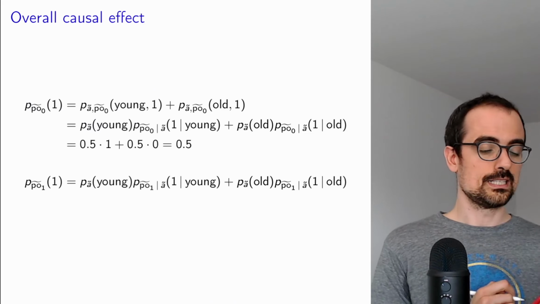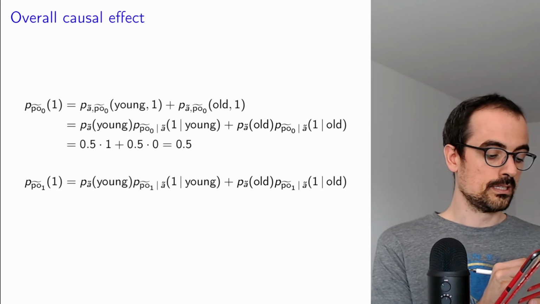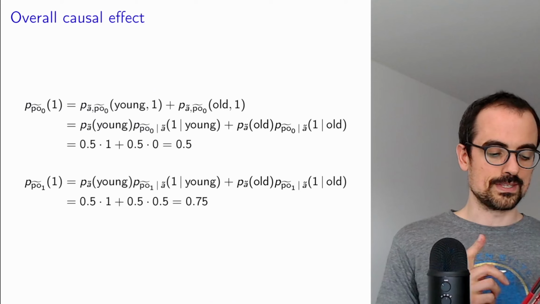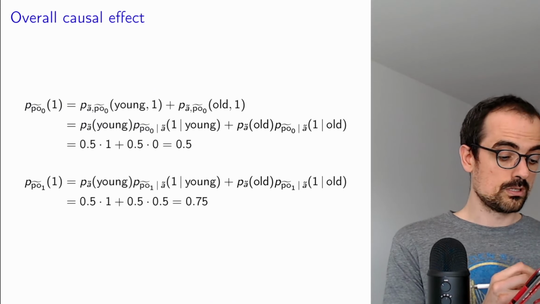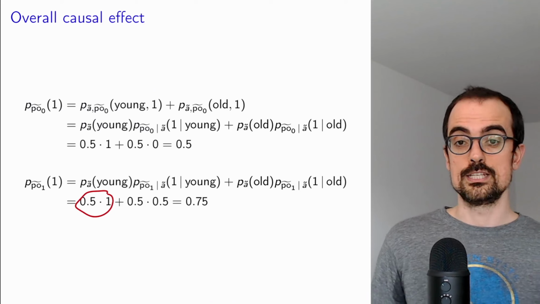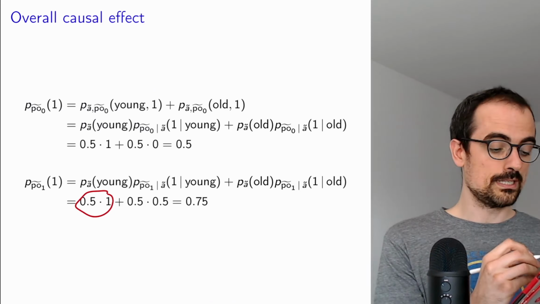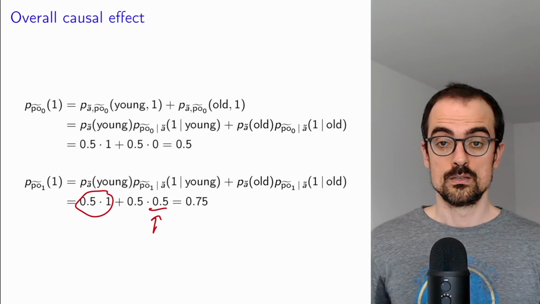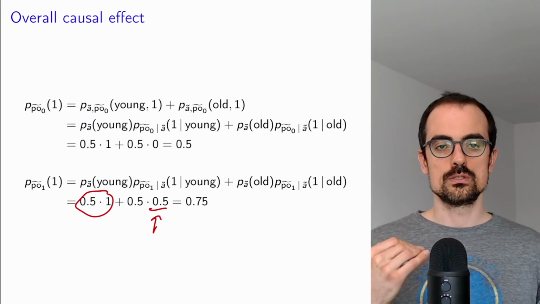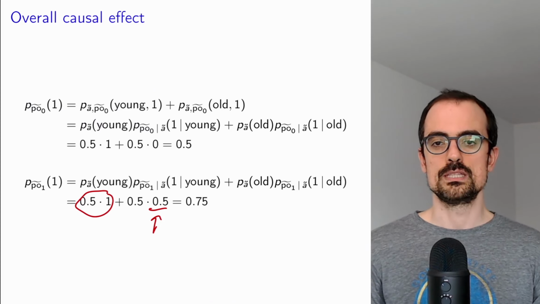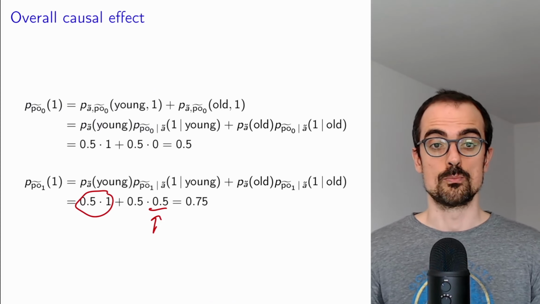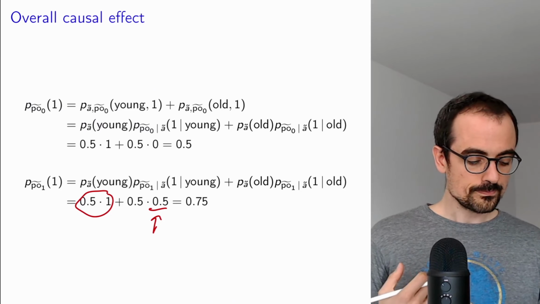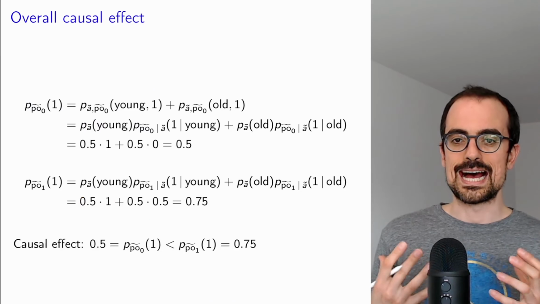Then we have exactly the same reasoning, except that now we're looking at the potential outcome associated with treatment. We again apply the law of total probability and the chain rule, but now nothing changes for the young patients because they recover anyway. But now half of the old patients recover when they receive the drug. So there is this causal effect that takes the probability of recovering when you receive the drug to 0.75. This is what we would like to observe from the data in order to be able to estimate the true causal effect accurately.